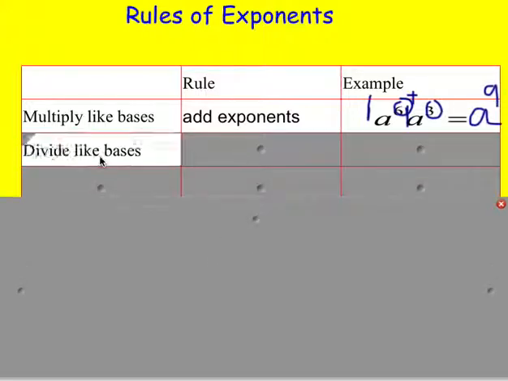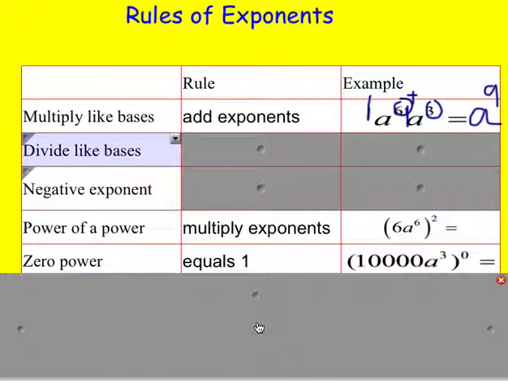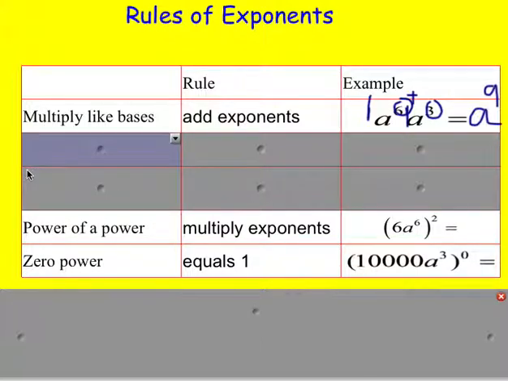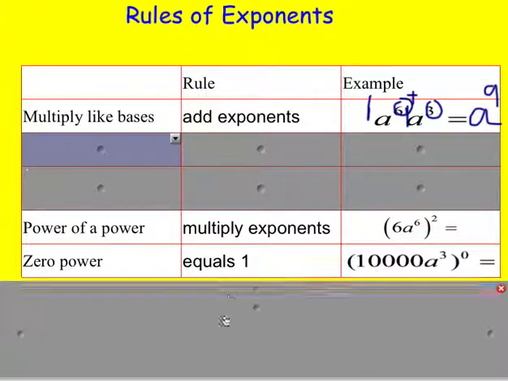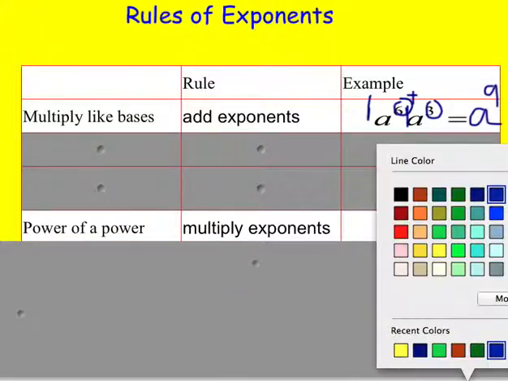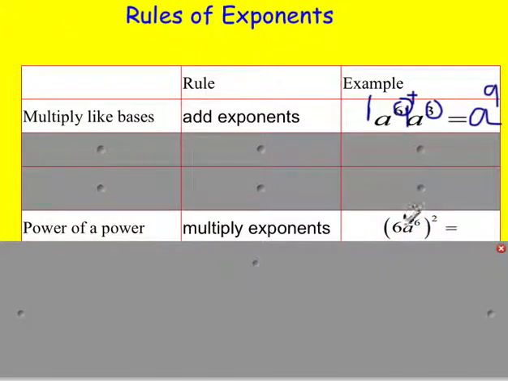Now we're going to talk about taking a power of a power. When we take a power of a power, we need to multiply exponents. Here's one thing that students always forget: a coefficient also has an exponent of 1. So that 6 also has an exponent of 1.